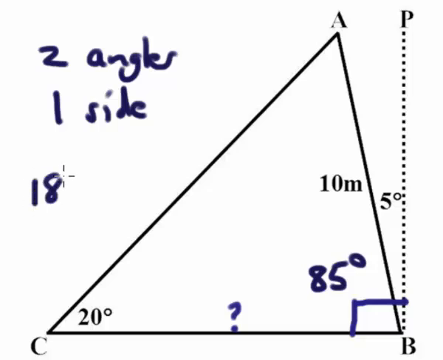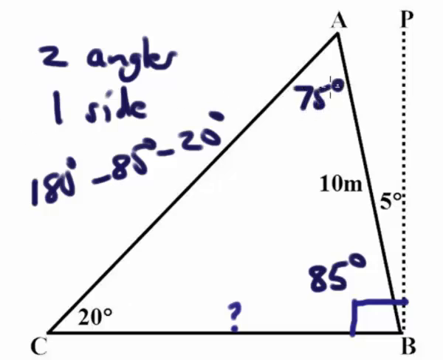Let's just check it out. 180 minus the 85, subtract 20. So let's do it on a calculator together. 180 minus 20 minus 85 gives me 75 degrees. So there is 75 degrees.